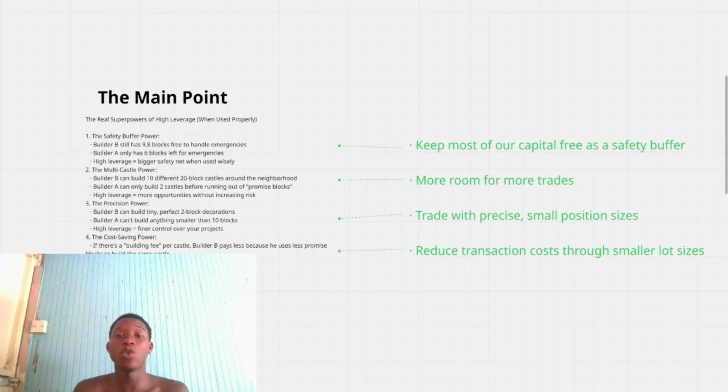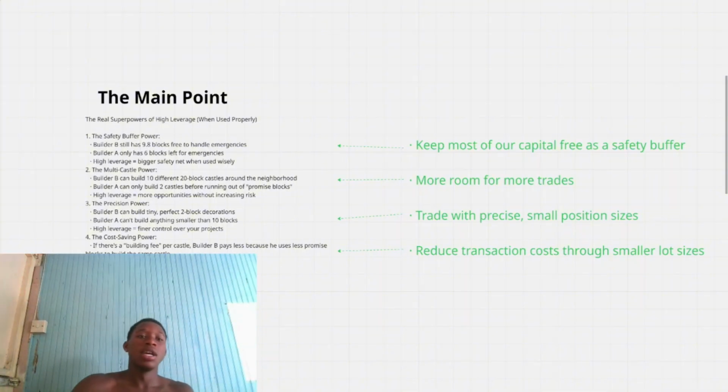You could just leverage your whole account, risk 100% of your account using high leverage, and just hope that you win the trade to make bank. But that's not how we use high leverage. That's not how a professional uses high leverage, right? Let's get into the main point, the safety buffer power.